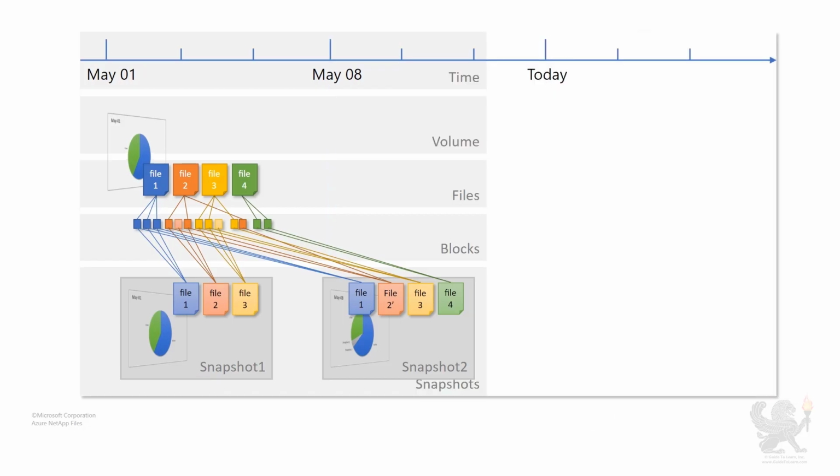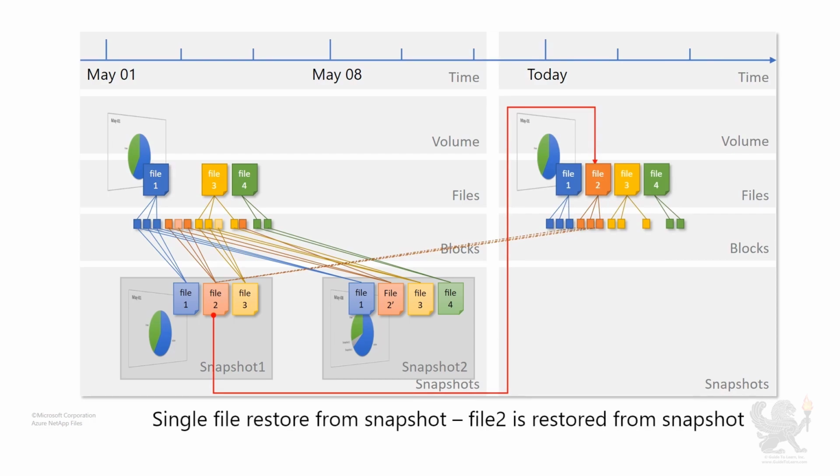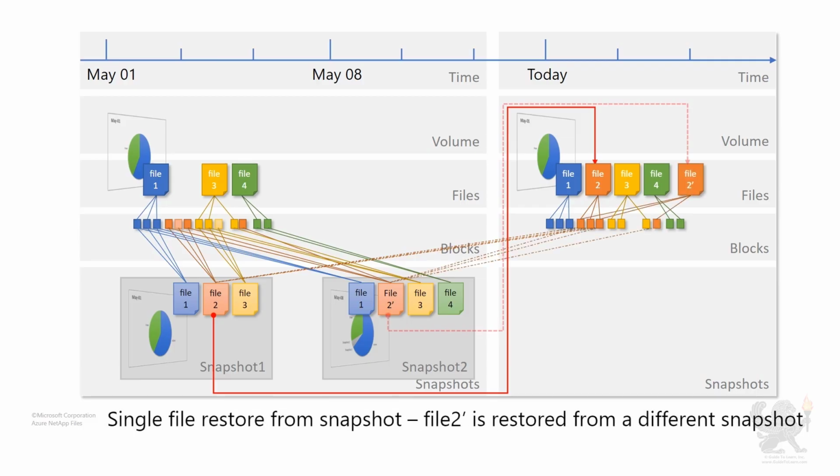You can restore a single file in place from a snapshot. Consider File 2 in this example, which only reverts the pointers to existing blocks previously captured in a snapshot. This eliminates copying any data blocks and is near instantaneous irrespective of the size of the file, that is, the number of blocks in the file. You can also restore a different version of a file by relocating it to a different folder or by renaming it File 2.